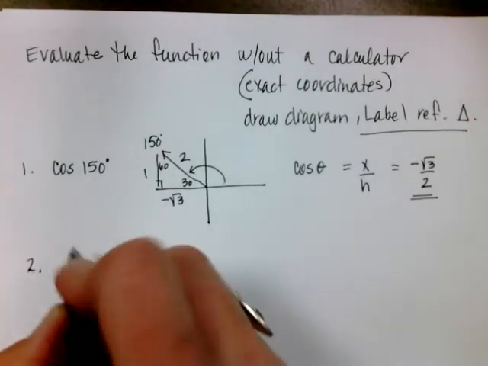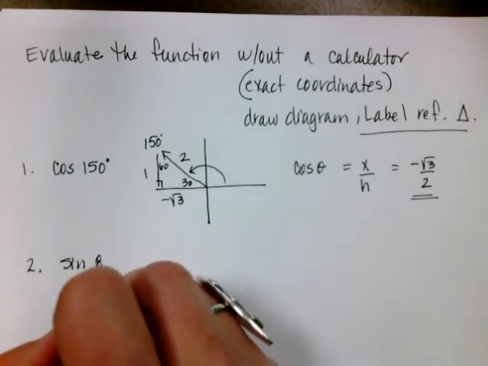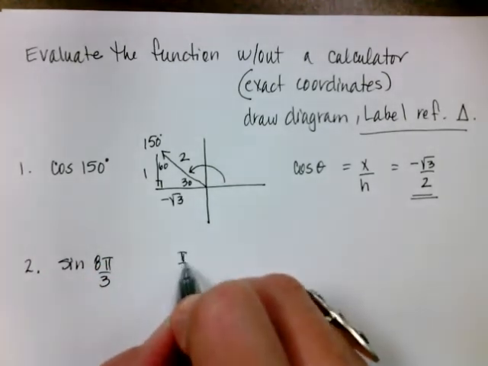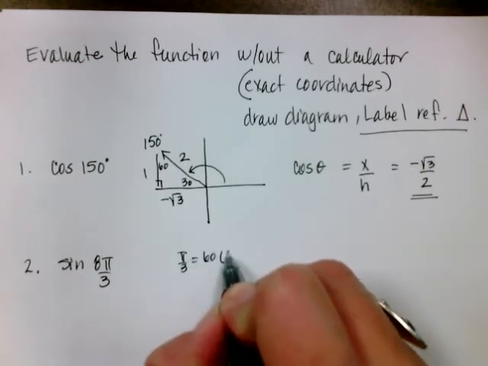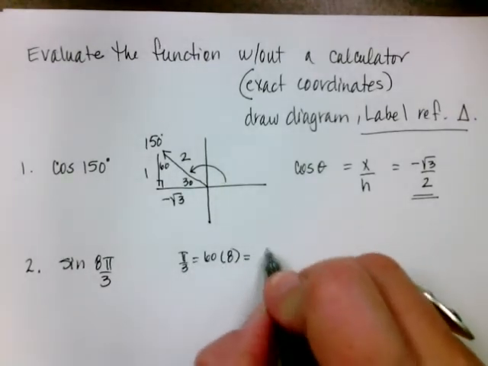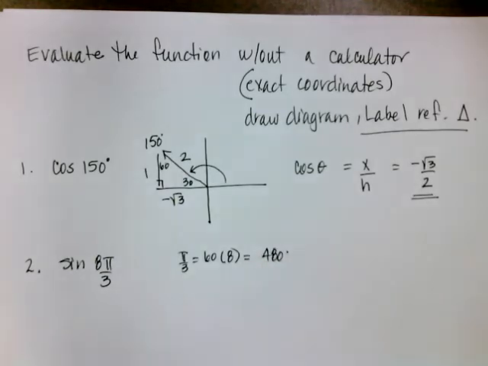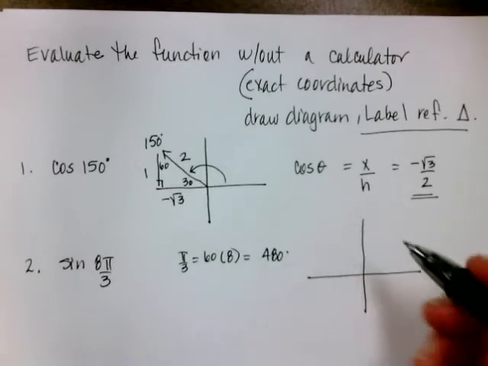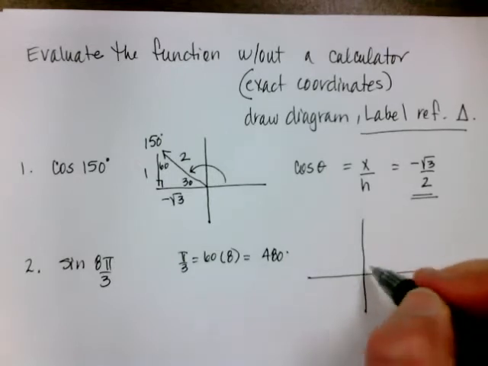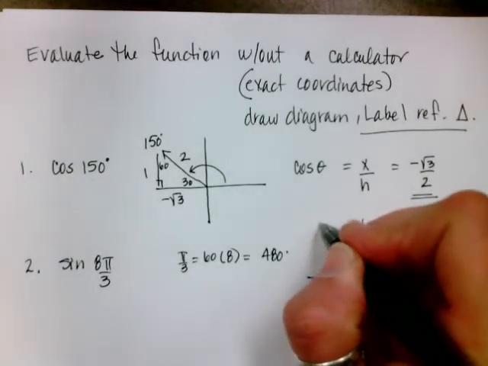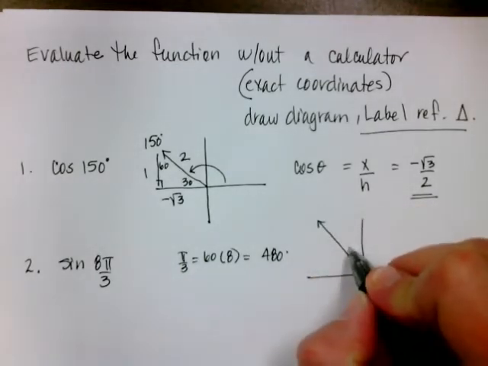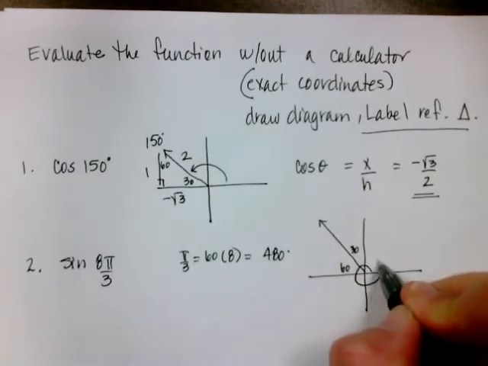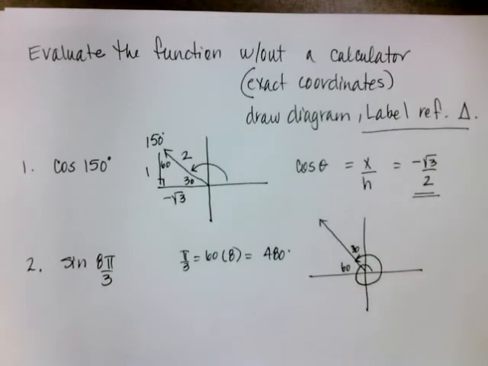All right, let's do another one. Now I want to do the sine of 8 pi over 3. Well, I know that pi over 3 is a special. So I know that pi over 3 is 60 degrees times 8 is going to be 480 degrees. Okay? So it means I'm going to go all the way around the circle and then some. So I'm actually going to go all the way around the circle, 360, and then I'm going to go 120 more. So this is the 30, this is the 60, this is my reference angle. So I went all the way around and then 120 degrees more.